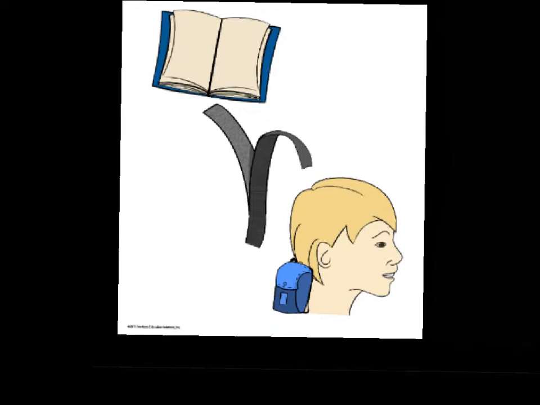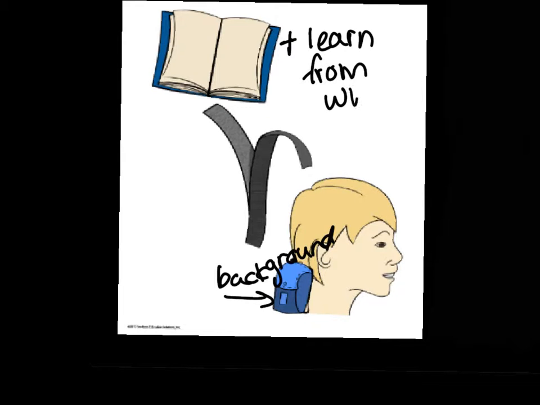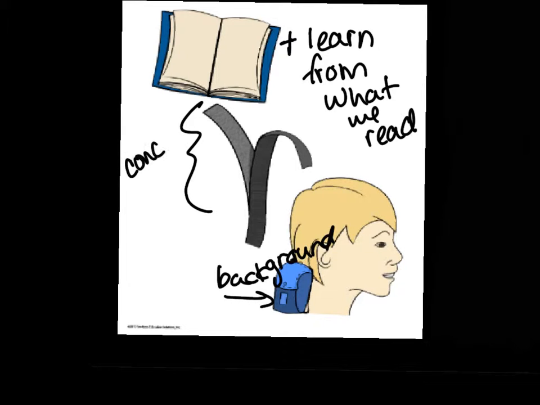So it's what we know, right? It's our background knowledge. What we already know, plus what we learn from what we read, stuck together so that we can understand what it means, so we can conclude a meaning. Okay, you're probably like, okay, I need an example.